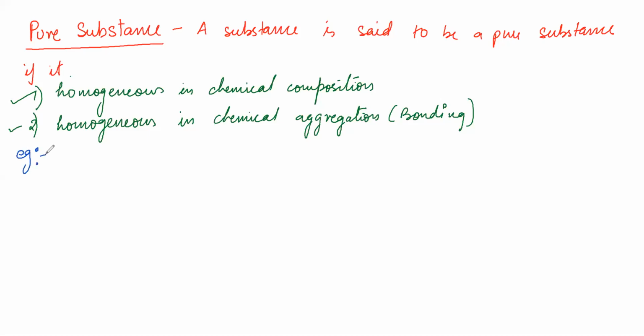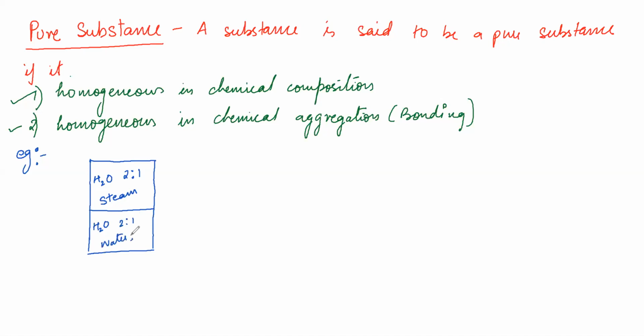Let's take one example. Okay. Now see, in this condition, you can see that in this container, there is a substance which is defined as H2O. The hydrogen oxygen ratio is 2:1, and it is in the form of steam, right? Now again we have defined H2O, which is a 2:1 ratio, but it is in the form of a liquid. We say it is water, right?